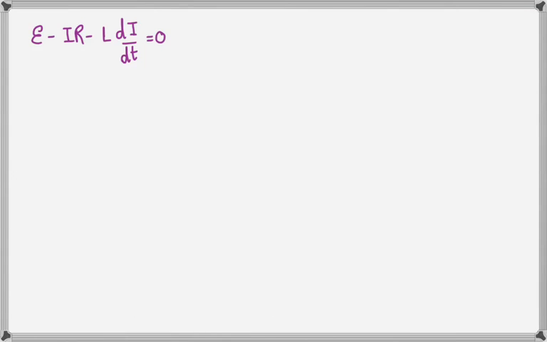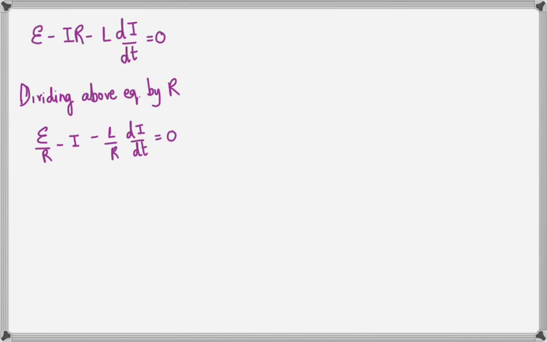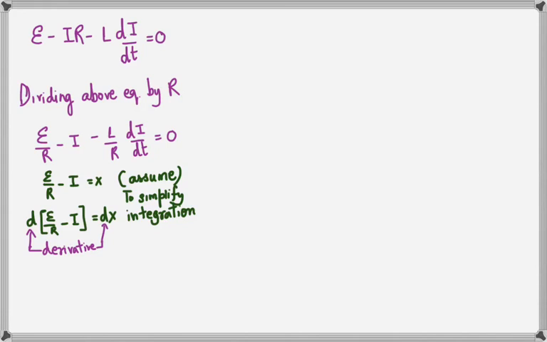So first we'll write the differential equation as we got after applying Kirchhoff's law. We are going to divide the whole equation by R. So E by R minus I minus L over R di over dt. Then we are going to apply a mathematical trick to get the solution in an easier manner. So we are going to take E by R minus I as x. We are assuming this to simplify the integration.